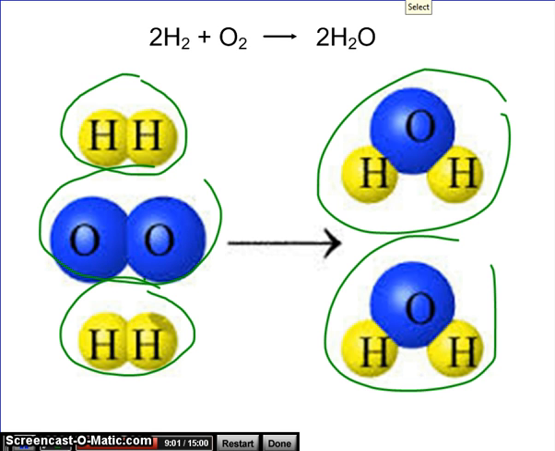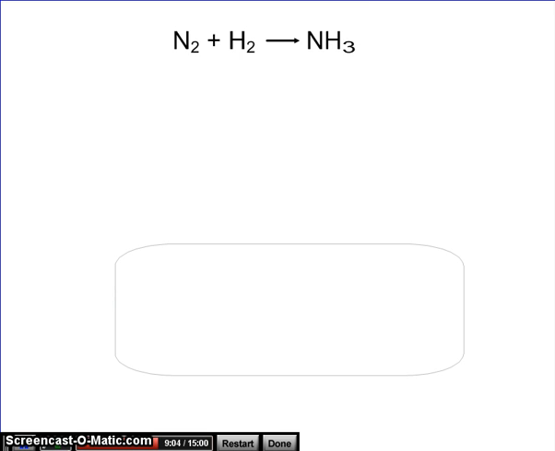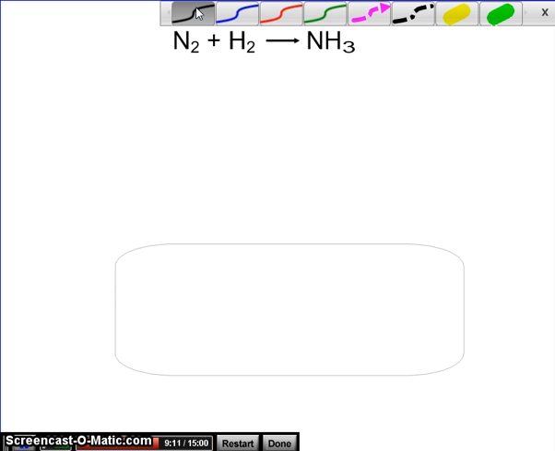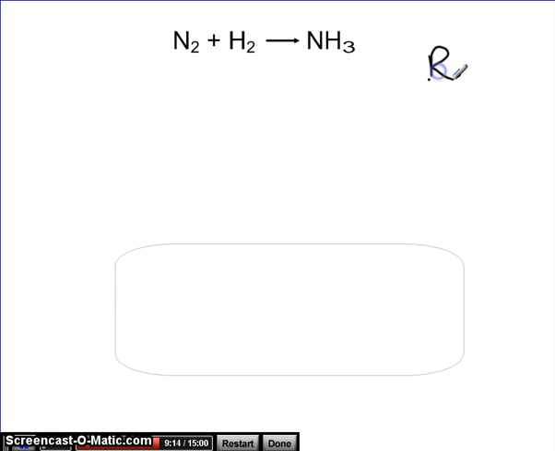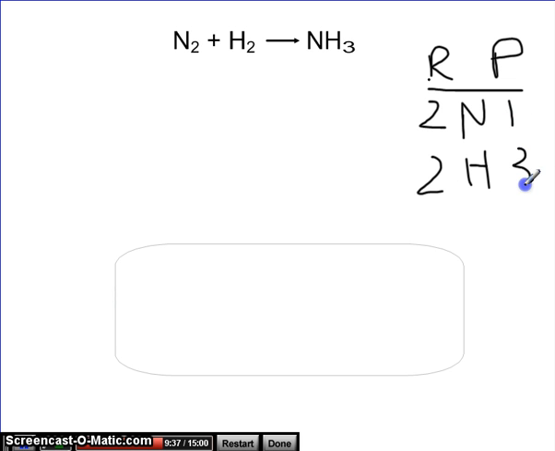So we'll do one more example just to hopefully help you out. So we have N2 plus H2 gives us NH3. So I'm going to start with my T chart, reactants, products. The atoms that I have here are nitrogen and hydrogen. If I look on my reactant side, I have 2 nitrogens and I also have 2 hydrogens. On my product side, I have 1 nitrogen and 3 hydrogens.